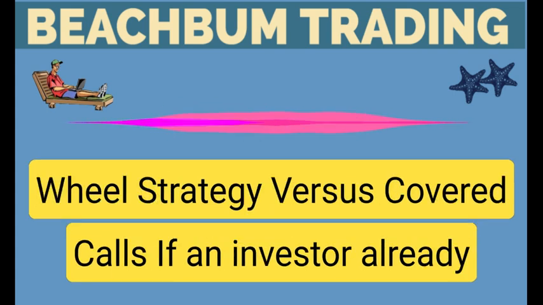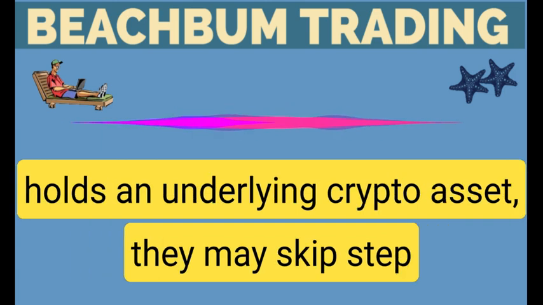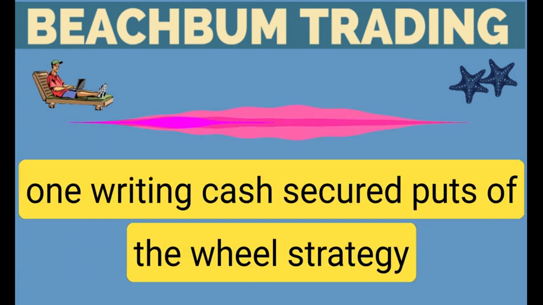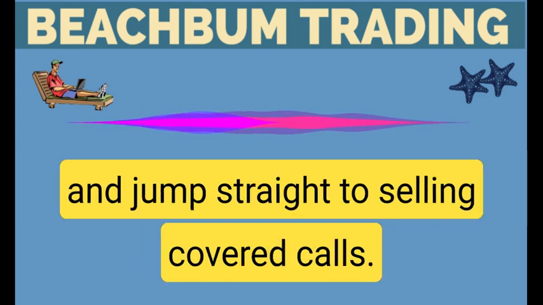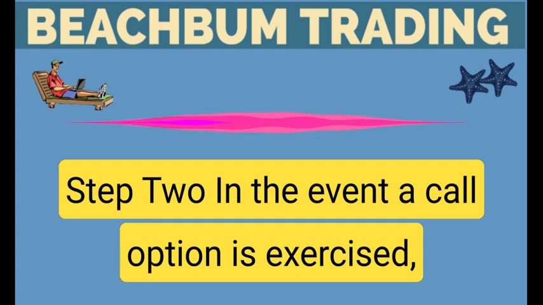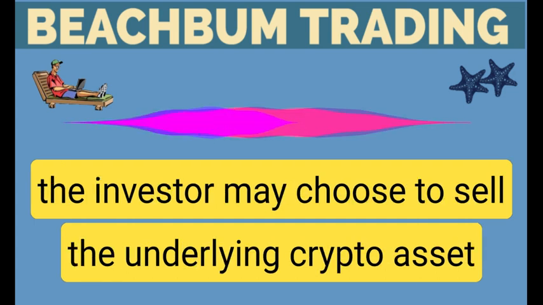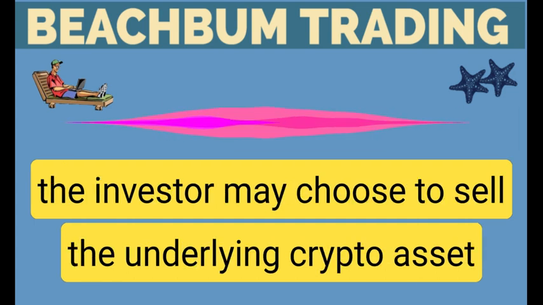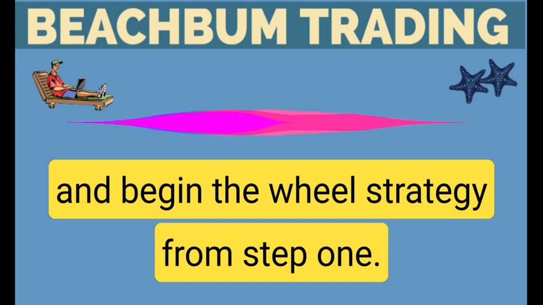Wheel strategy versus covered calls. If an investor already holds an underlying crypto asset, they may skip step 1, writing cash-secured puts, of the wheel strategy and jump straight to selling covered calls, step 2. In the event a call option is exercised, the investor may choose to sell the underlying crypto asset and begin the wheel strategy from step 1.